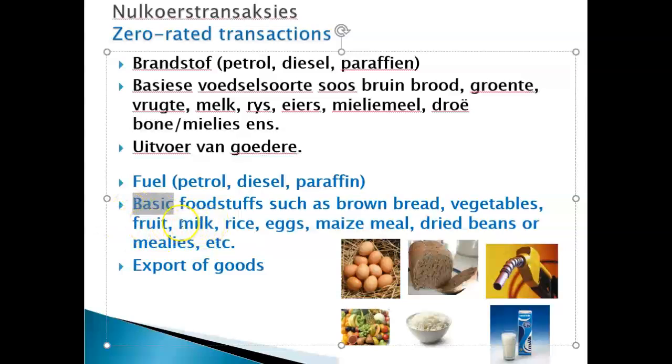Milk, but now again, fresh milk. As soon as you get to this long life milk and those kind of fancy milks, there's VAT applicable on those items, but fresh from the cow, there's no VAT applicable on that milk. Rice, eggs, maize meal, dried beans or mealies or peas, there's no VAT applicable on that. And then I think sanitary towels have also been added to this list as a zero-rated item.